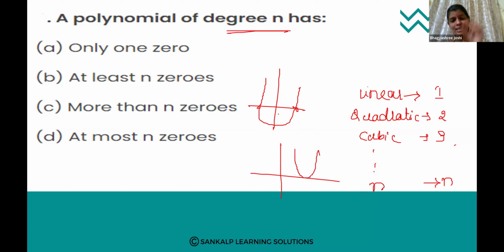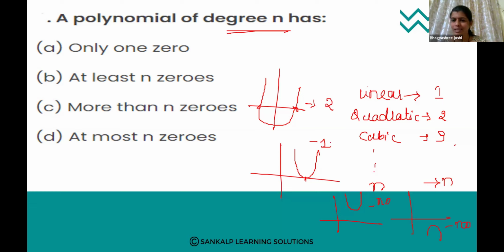This is also a quadratic polynomial, and this is also a quadratic polynomial. Here we are getting 1 zero. Here we are getting 2 zeros. In some graphs, the parabola, the U shape, is above the x-axis or below the x-axis. So in this condition, how many zeros does it have? No zeros, right? No zeros.